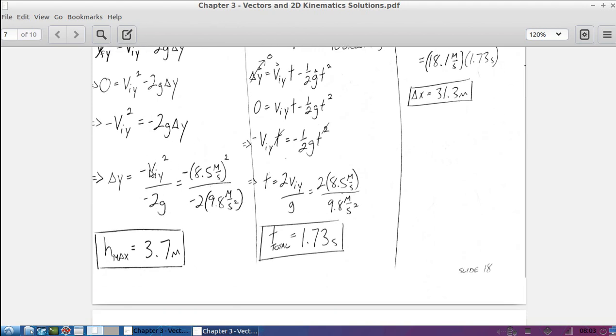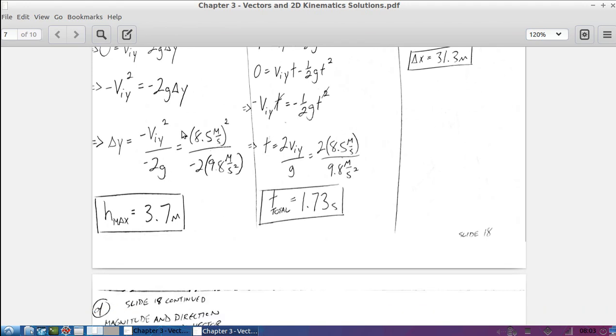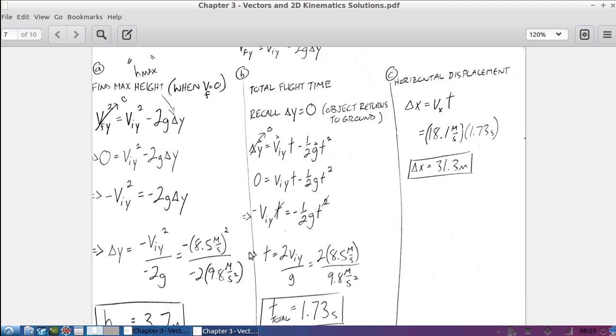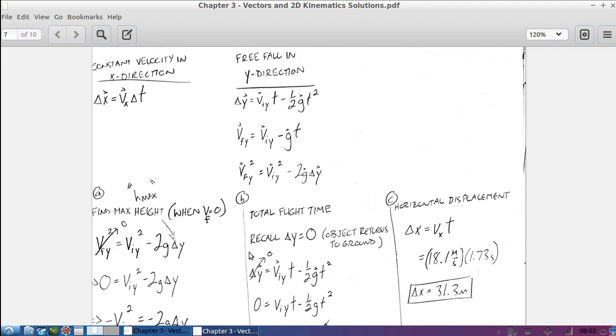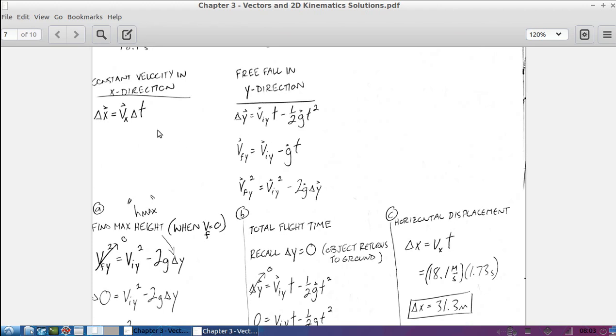So I've got a nice expression for the vertical displacement, max height. So plug 8.5 meters per second in for v initial, 9.8 meters per second squared in for g. Calculate it, negative signs go away, so I have a positive displacement, h max, of 3.7 meters. So I did this all using the motion in the y direction. Right? I didn't have to do anything with this because I'm just talking about what it's doing in the y direction.